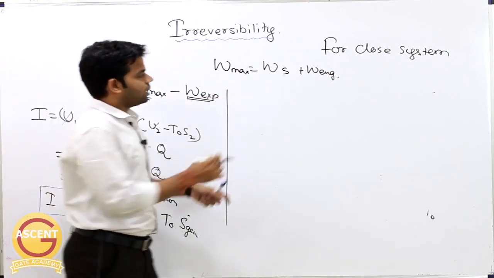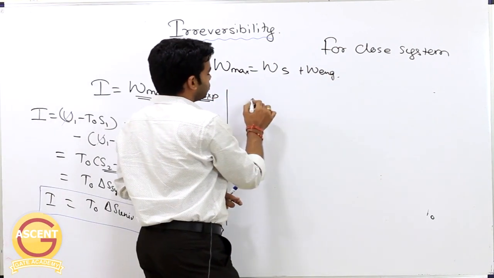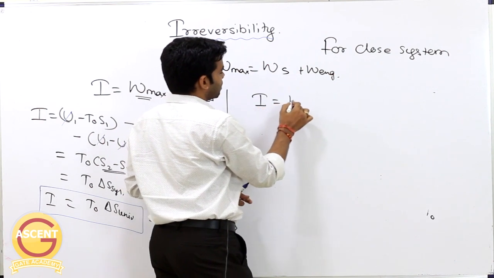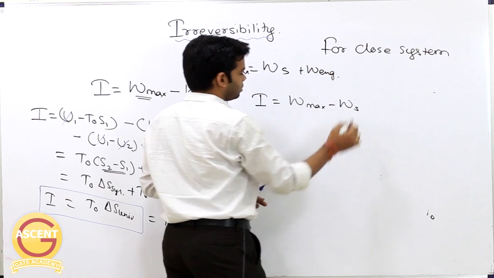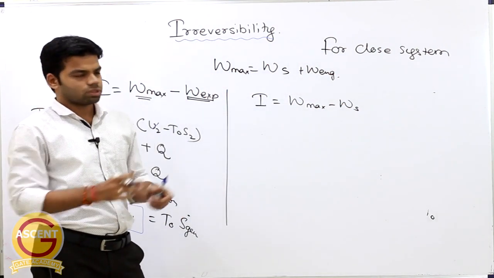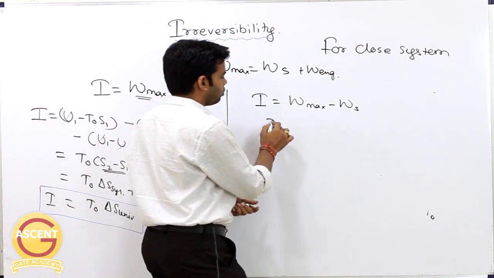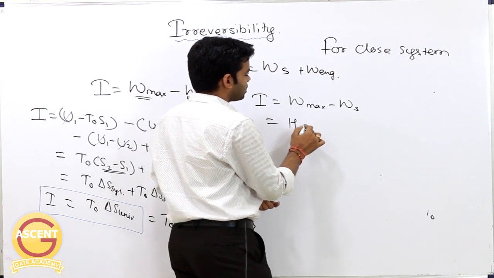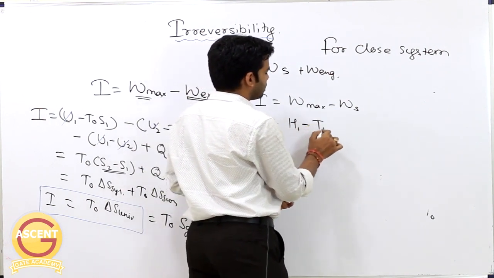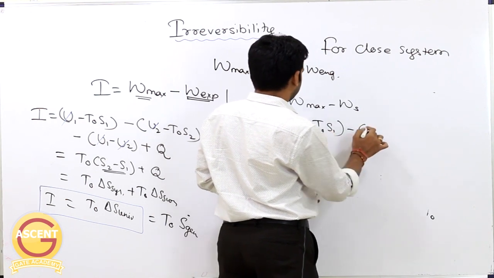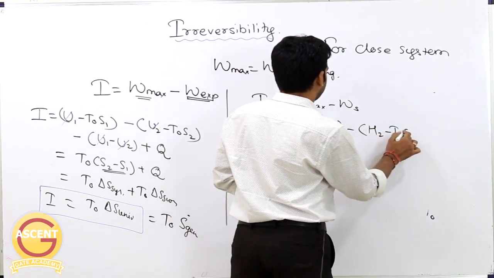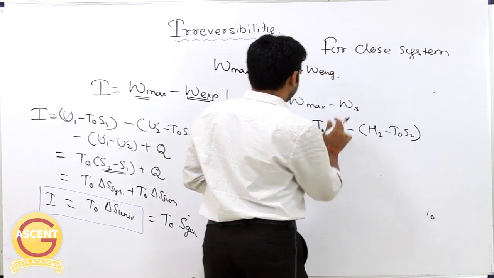Now again this engine work has to be subtracted, so irreversibility for open system will be equal to W max minus W shaft. That is nothing but irreversibility. So just put the value and you will get it. I will tell you how. Maximum work, as we know, is H1 minus T0 S1 minus H2 minus T0 S2, minus shaft work.